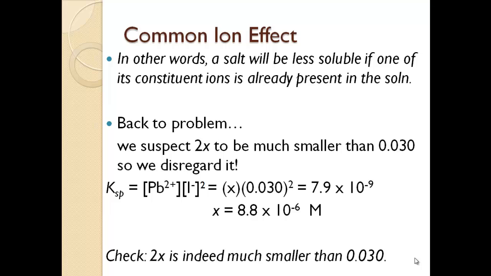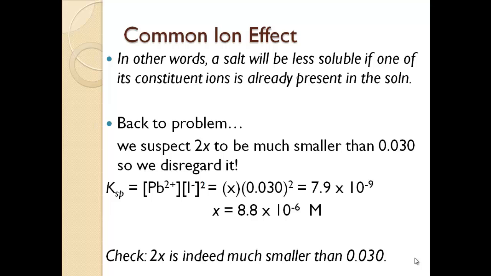So now if we went ahead and removed that 2X because of our assumption, look how simple this equation becomes. It's just X times the 0.030, which was added, and of course that's squared because of the iodide, the molar ratio. And that equals the KSP of PbI2. If you solve for X, it's a very simple equation. You get 8.8 times 10 to the negative 6. Look at that number. That number is way less than what we originally got for our X when we didn't add any iodide. It was like 0.00125. This is 8.8 times 10 to the negative 6.